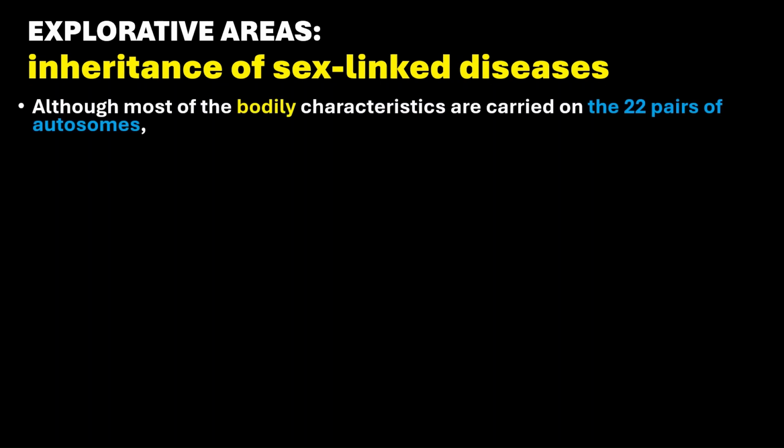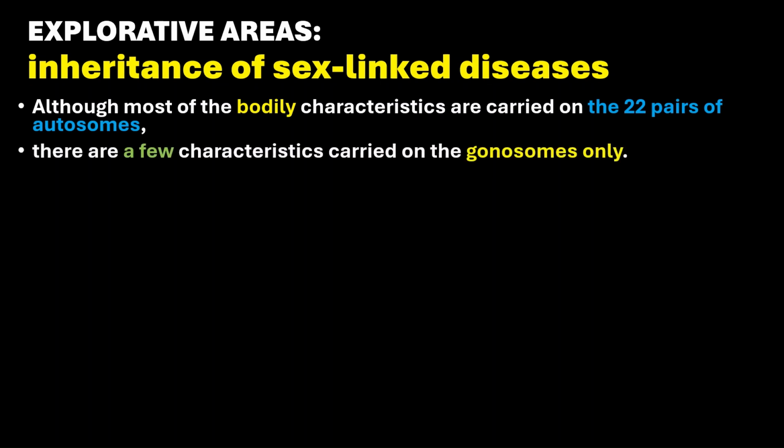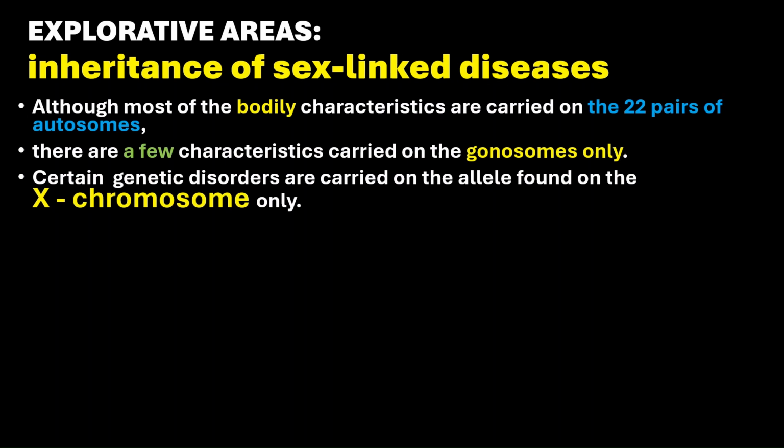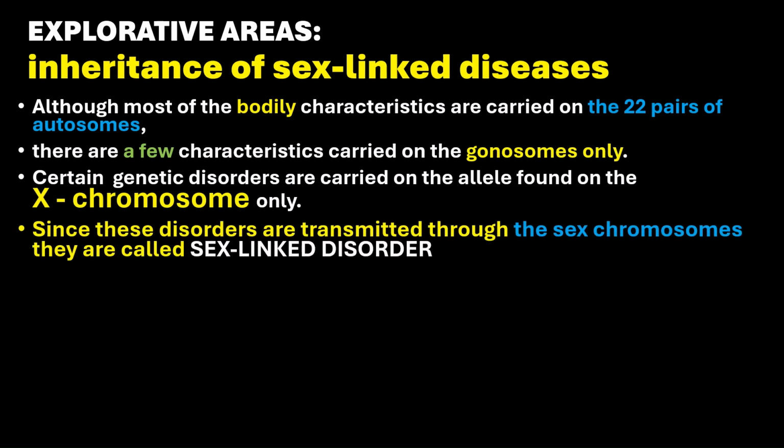Inheritance of sex-linked diseases. Although most of the bodily characteristics are carried on the 22 pairs of autosomes, there are few characteristics carried on the gonosomes. Certain genetic disorders are carried on the allele found on the X chromosomes only. Since these disorders are transmitted through the sex chromosomes, they are called sex-linked disorders. So take note of why we call it sex-linked disorder.